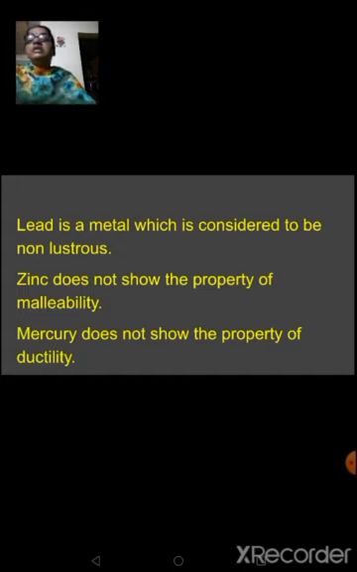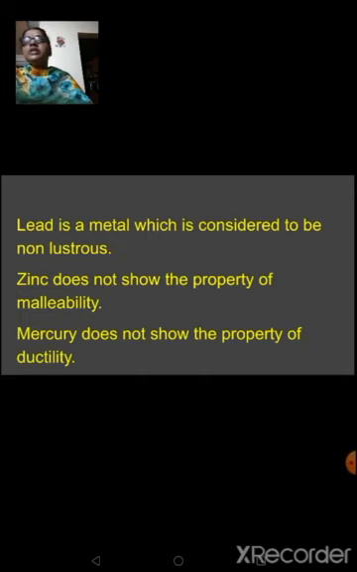And this lead, which is said to be metallic in nature, is considered to be non-lustrous. Similarly, zinc does not show the property of malleability. Malleability means what? Beating into thin sheets. So zinc cannot be beaten into thin sheets, so it does not show the property of malleability. That is your zinc.